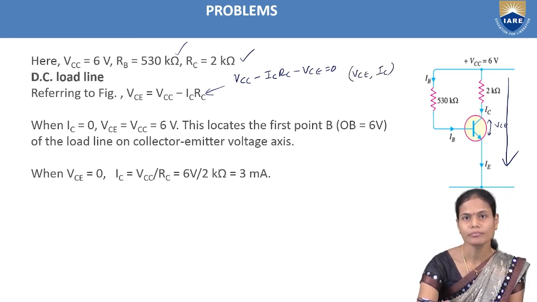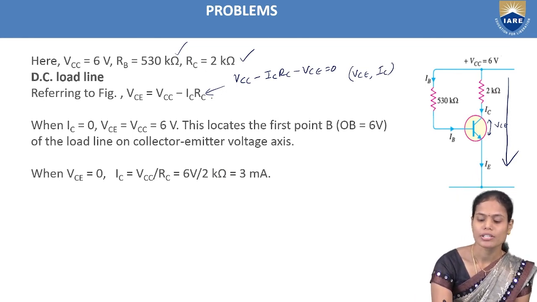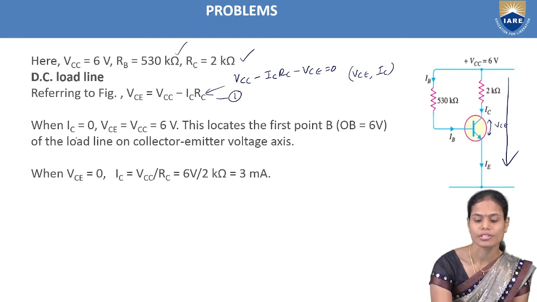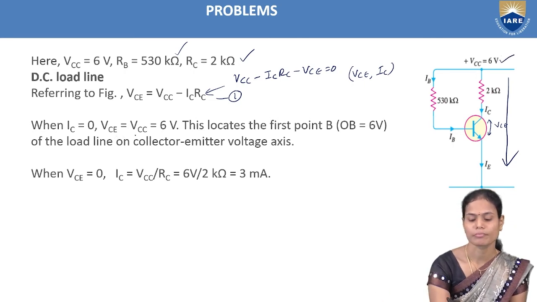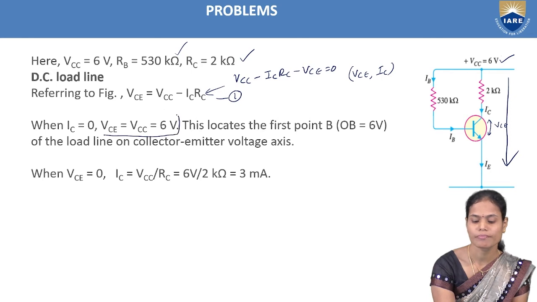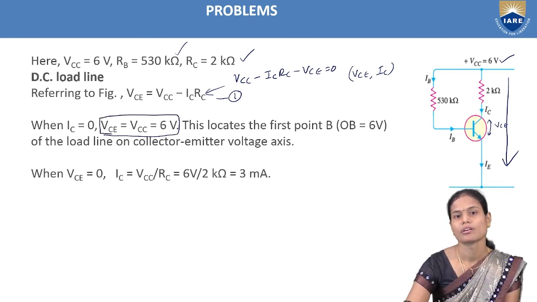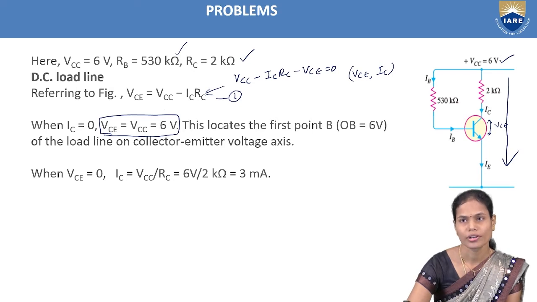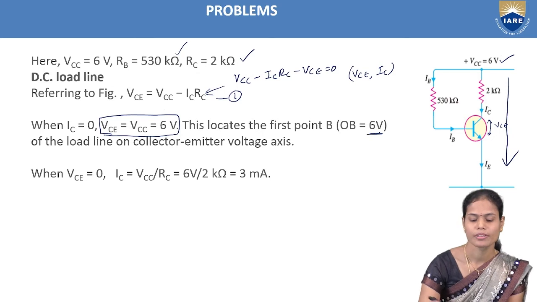So to find the VCE value, I am putting IC equal to 0 in the first equation. Once we keep IC equal to 0, we will get VCE equal to VCC, and that VCC value is 6 volts. So VCE equal to 6 volts. This indicates the first point of the DC load line.